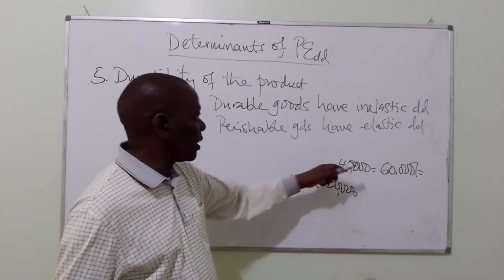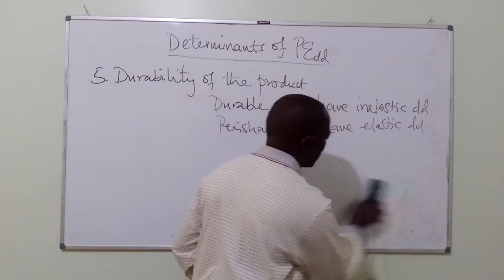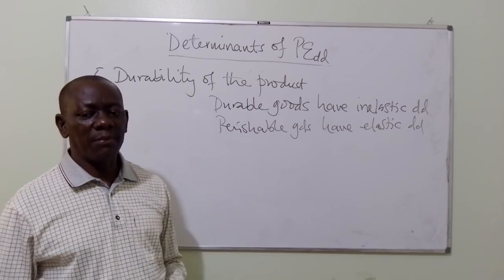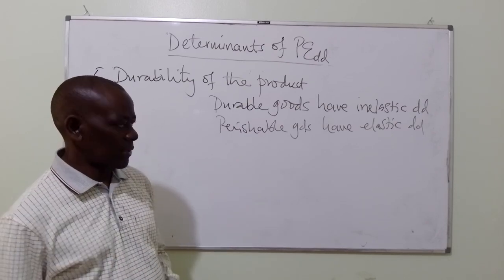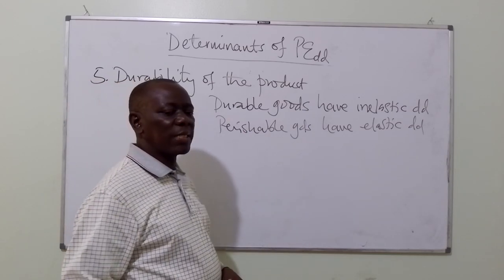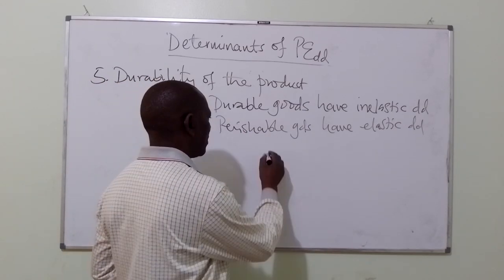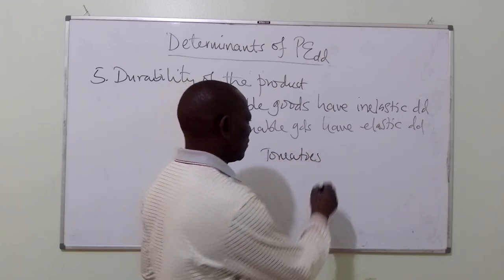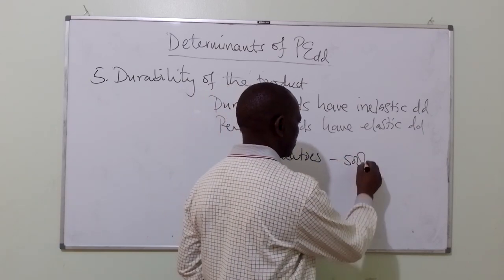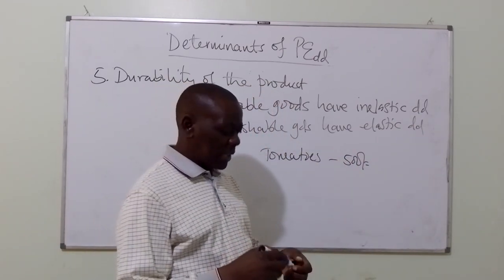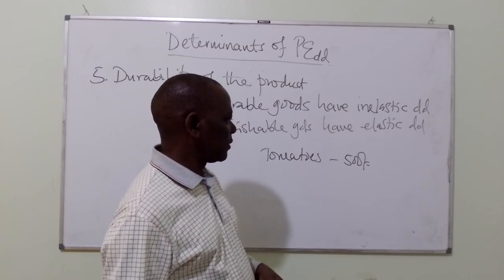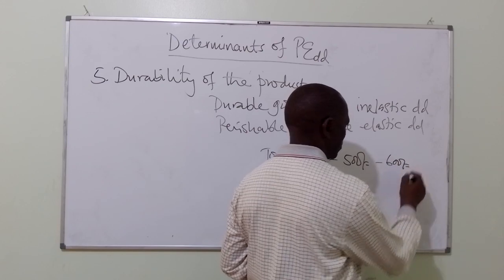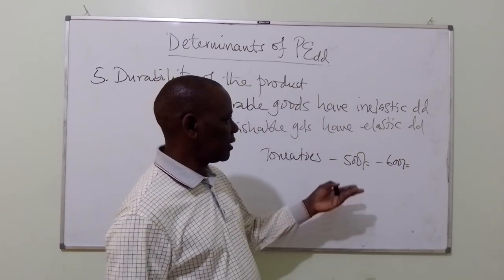So durable goods usually have inelastic demand, price elasticity of demand. Even if you change the price, he knows I'm not coming back to the market in the next 2-3 years. But perishable goods have elastic demand. If you're dealing with tomatoes, tomatoes are perishable. If a kilogram has been costing 500 shillings, and you feel that 500 is not enough, somebody comes the following day and you say it is now 600 shillings a kilo, you may find people not buying.